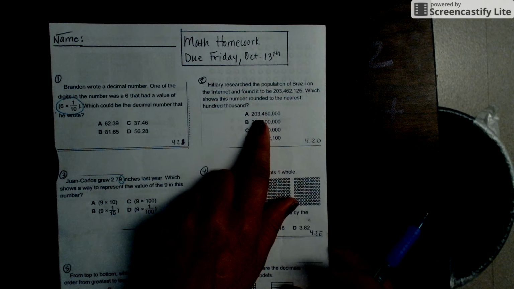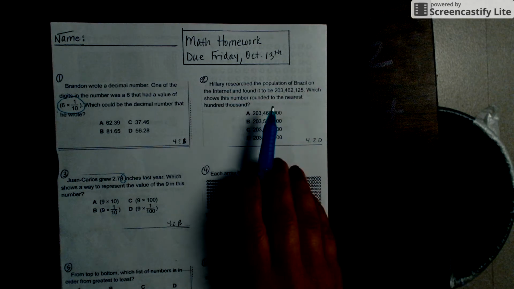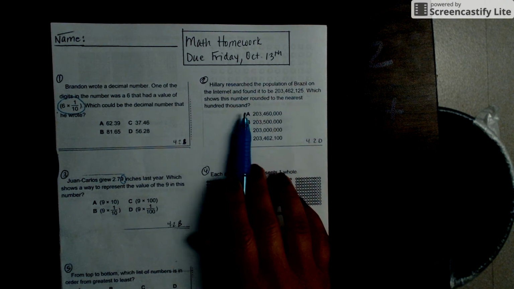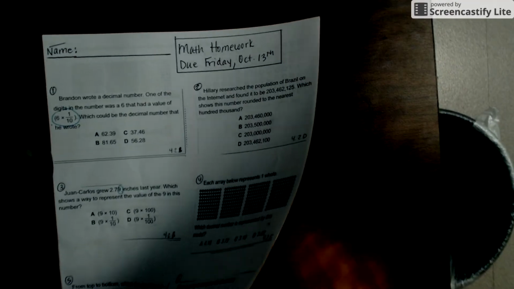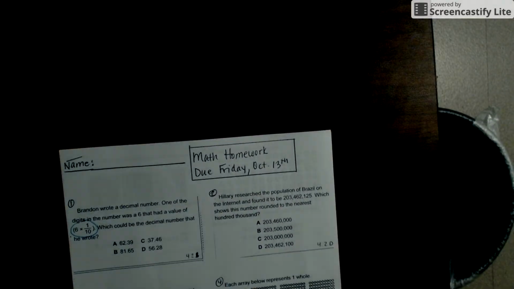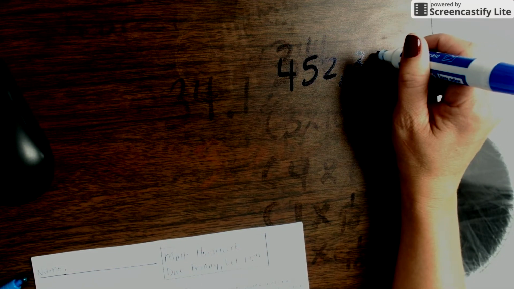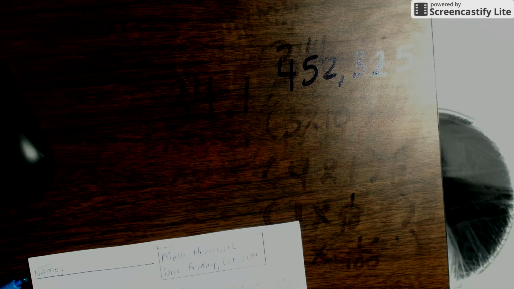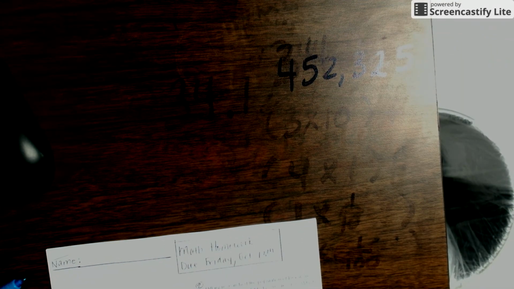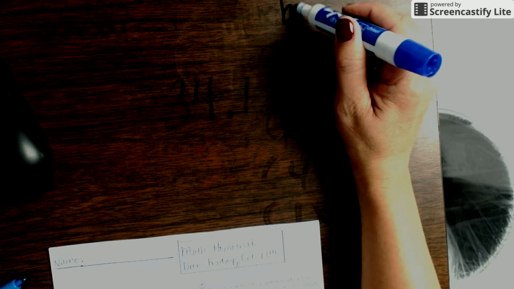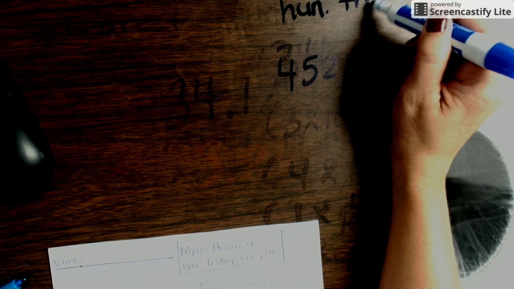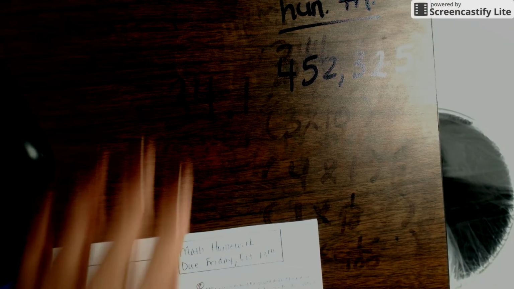On number 2, number 2 is 4.2D. That's our learning standard where we are rounding numbers to a given place value position. So I notice in this problem, it's having us round to the nearest 100,000. So let's just talk about our strategy that we use for rounding in case you get home and you forget. Well, if I were to give you a number such as 452,325, and I wanted you to round it to the nearest 100,000s place.